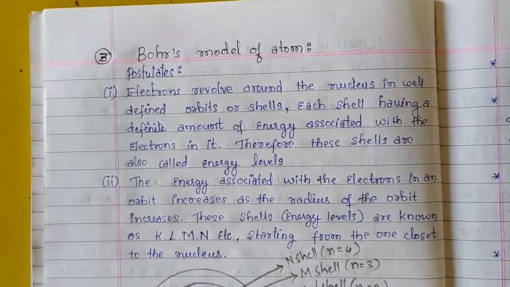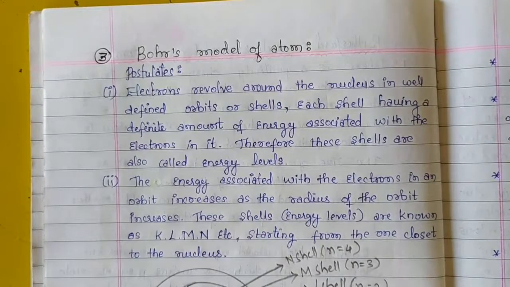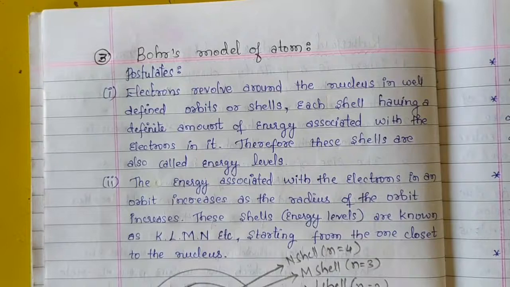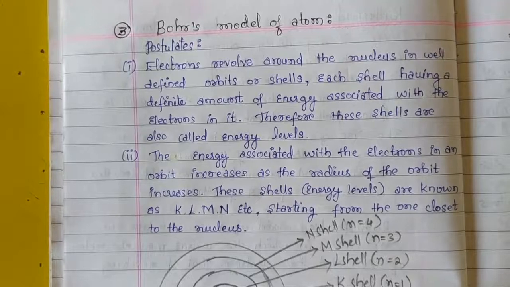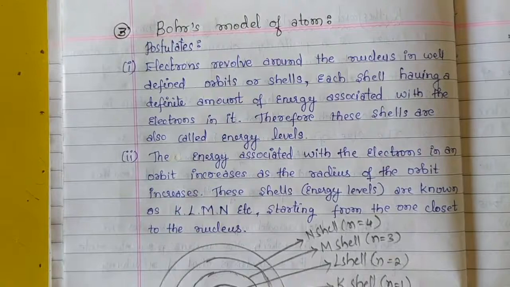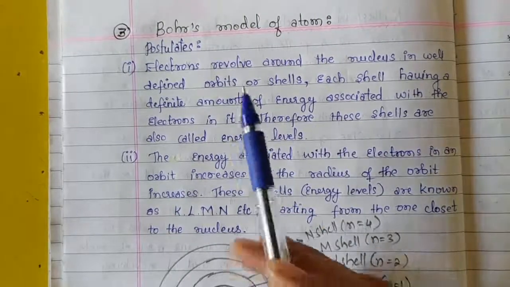Hi children, in previous class we had studied about the Rutherford's model of an atom. In today's class we will learn the next model, that is Bohr's model of an atom. So we will see the postulates of Bohr's model. This model will explain the demerits of the Rutherford's model. First we will see the postulates one by one.